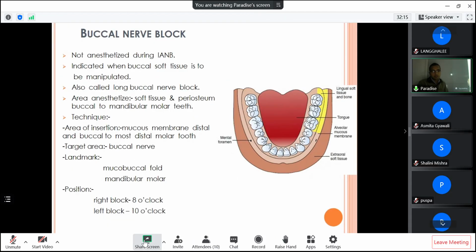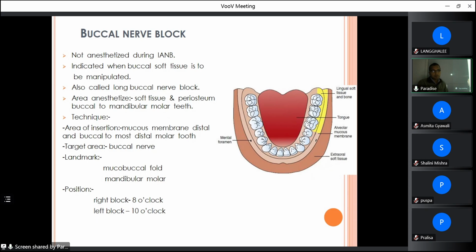You have to hit the anterior border of the ramus, and once you hit it, aspirate. If it is negative, rotate your needle by 90 degrees and aspirate again. If it's still negative, deposit about 0.5 to 0.6 ml of local anesthesia. Always deposit local anesthesia slowly, about 1 ml per minute.